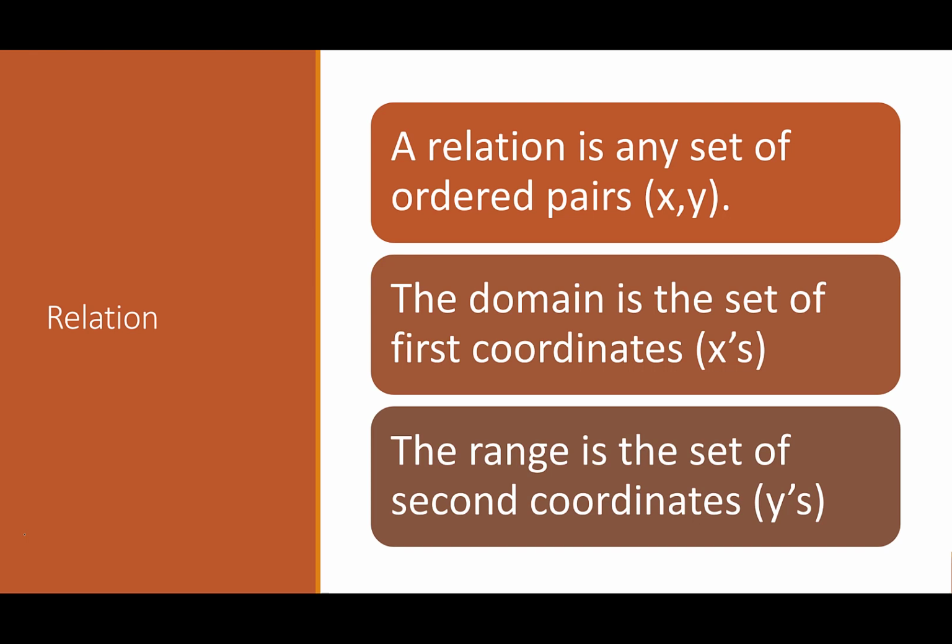So to talk about functions, we need to start with a different definition called a relation. A relation is any set of ordered pairs x, y. Two important things are said there. It's a pair, so it means I have to have two things, and order matters. So saying xy is different than saying yx, so you want to pay attention to what's said first, what's said second. The domain is the set of the first coordinates, so you put all the x's together, that becomes the domain. The range is the set of second coordinates, so all the y's together, there's your range.